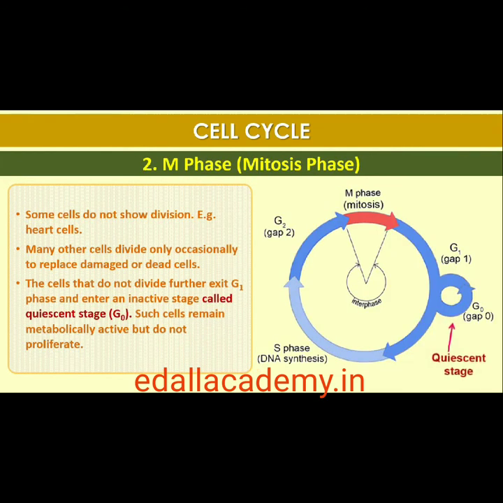Some cells in the adult animals do not appear to exhibit division, for example, heart cells, and many other cells divide only occasionally, as needed to replace cells that have been lost because of injury or cell death. These cells that do not divide further exit G1 phase to enter an inactive stage called quiescent stage, G0, of the cell cycle. Cells in this stage remain metabolically active but no longer proliferate unless called on to do so depending on the requirement of the organism.